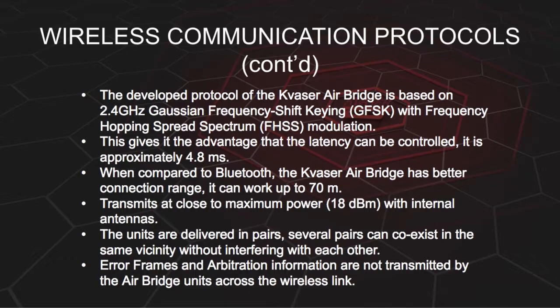When compared to Bluetooth, the Kvaser AirBridge has better connection range. It can work up to 70 meters, transmits at close to maximum power, 18 dBm, with internal antennas. The units are delivered in pairs. Several pairs can coexist in the same vicinity without interfering with each other. Error frames and arbitration information are not transmitted by the AirBridge units across the wireless link.